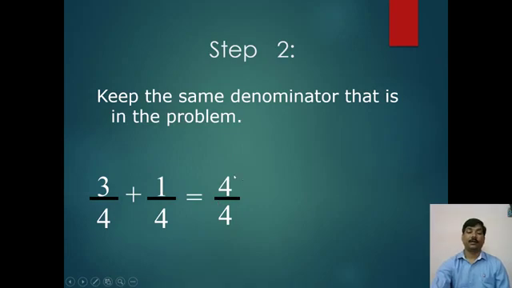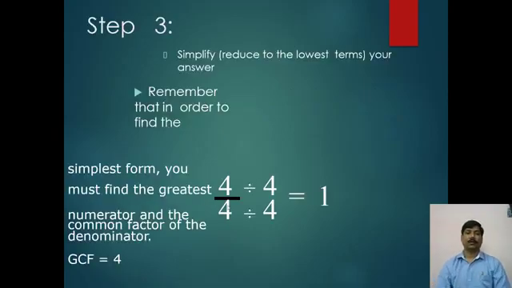Now this fraction you have to reduce. You have to write your answer in the simplest form. If it is in simplest form, then leave it. If the result is not in simplest form, then you have to simplify it. Here it is not in the simplest form, so we follow the next step: simplify or reduce your answer to the lowest term.